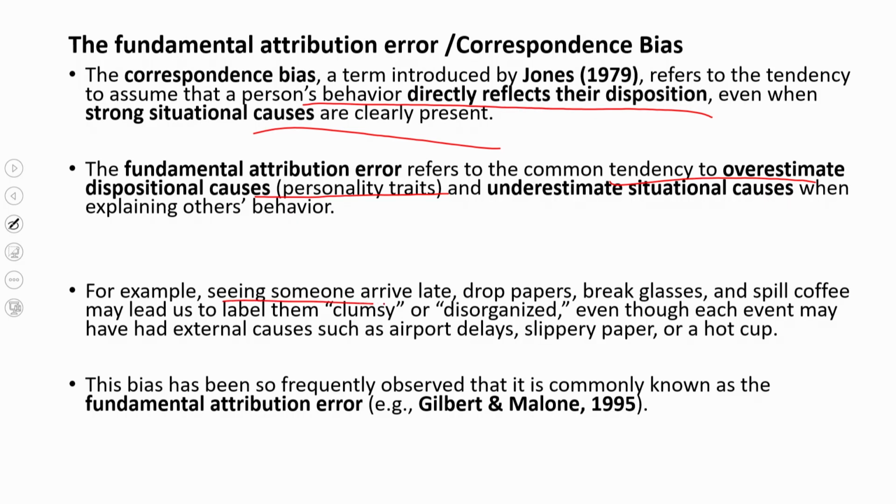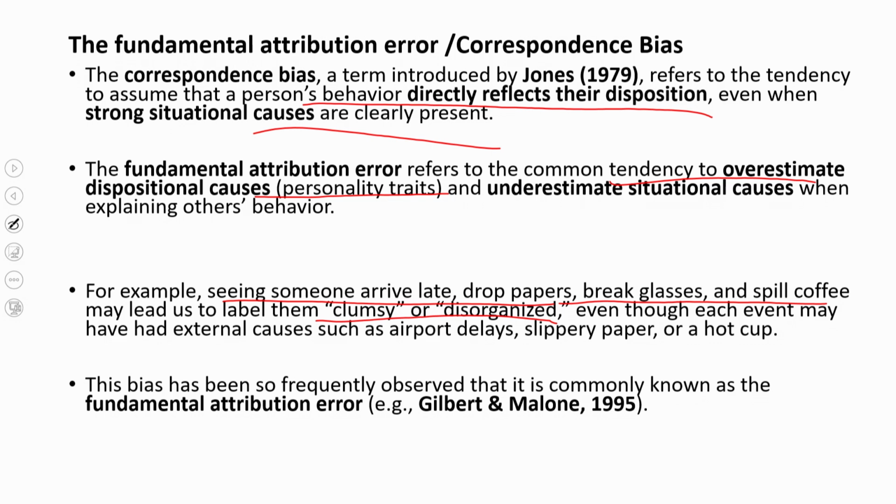For example, seeing someone arrive late, drop papers, break glasses and spill coffee may lead us to label them clumsy or disorganized. Immediately we will judge this person is a very clumsy person, because all the time he or she is late, drops paper and breaks glasses. One or two instances we see and immediately judge this person is a clumsy person.